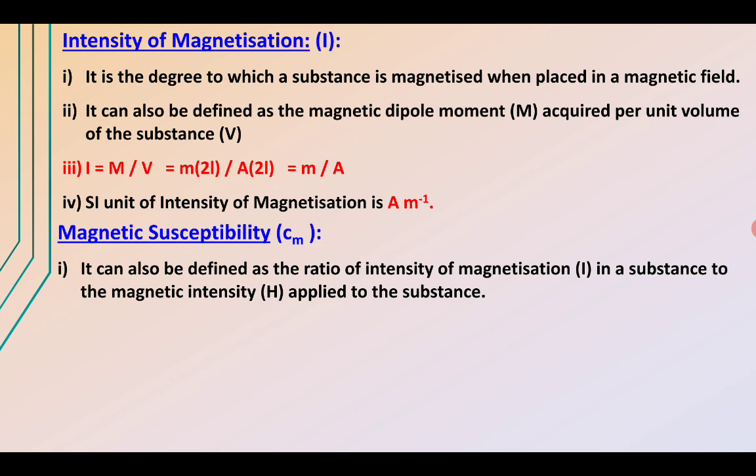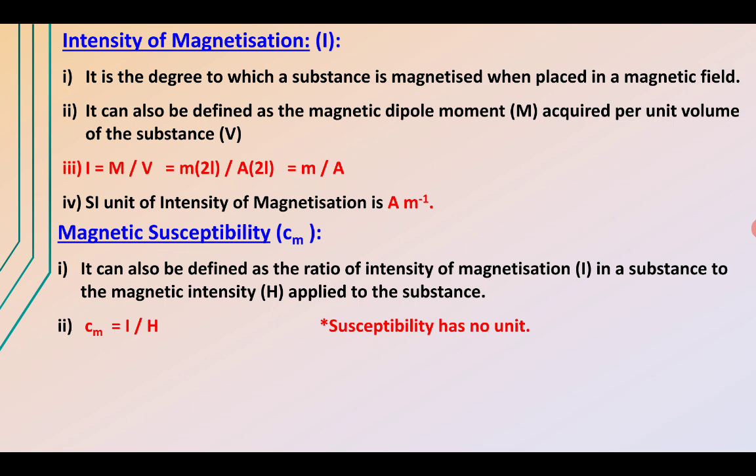So this represents the property, and it can also be defined as the ratio of intensity of magnetization in a substance to the magnetic intensity H applied to that substance. So here susceptibility for magnetization is I upon H, and as this is the ratio of two similar quantities, this susceptibility does not have any unit.